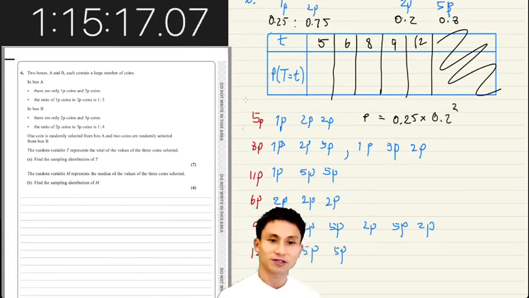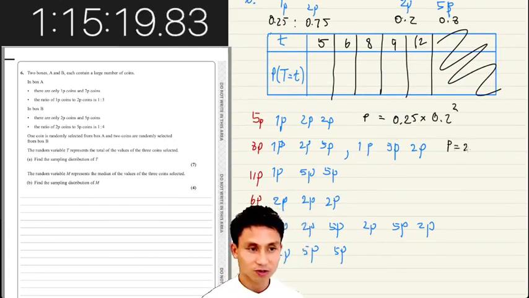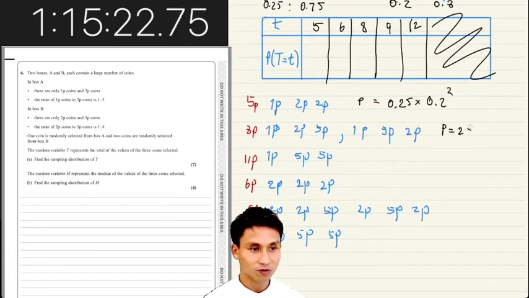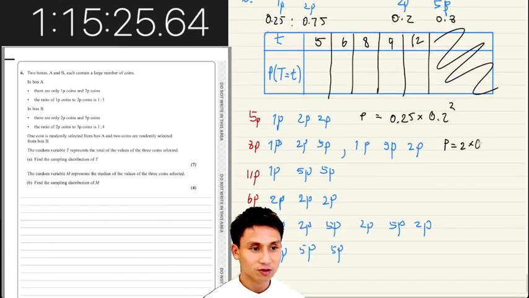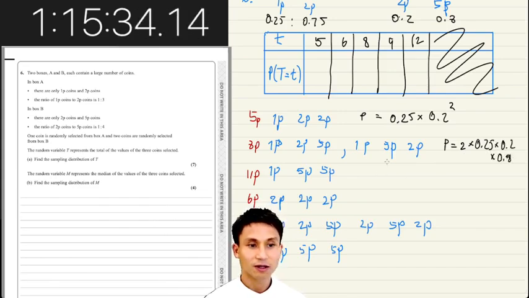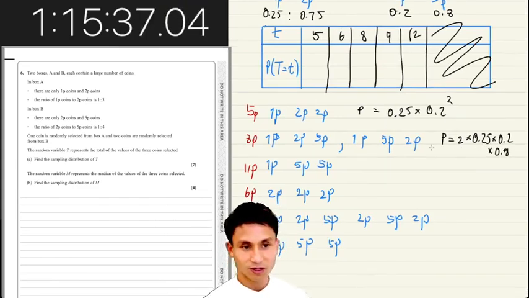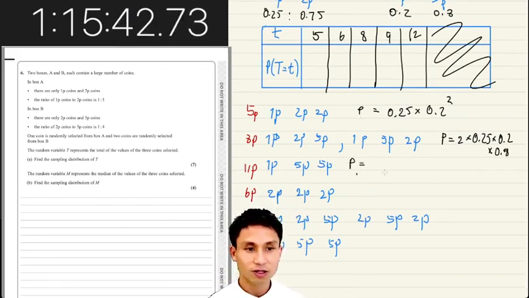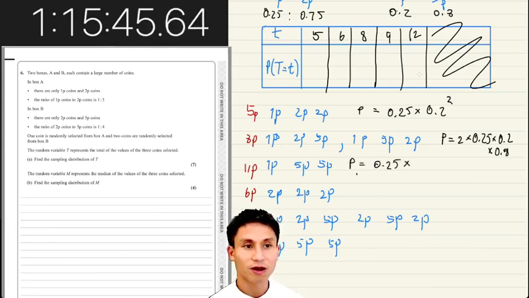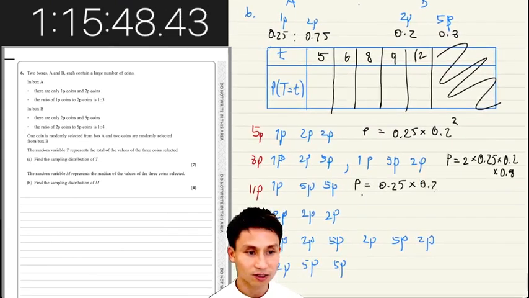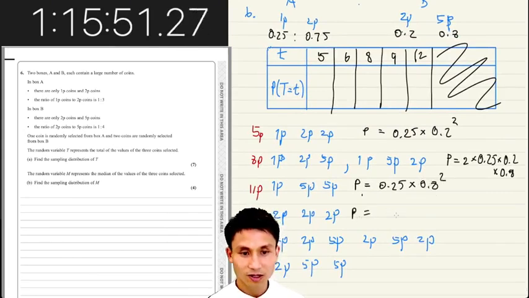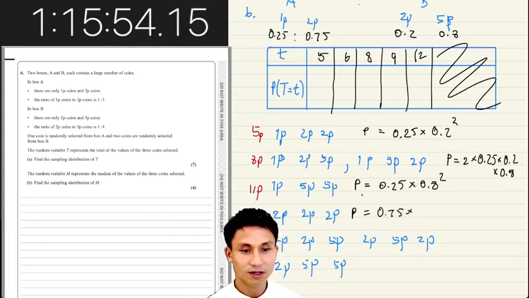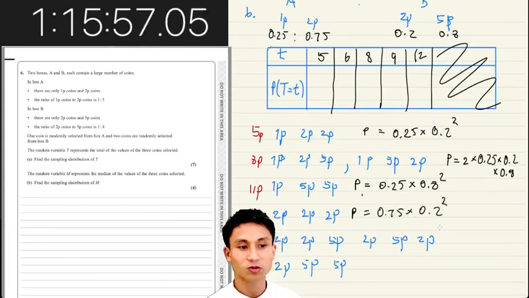So that is the first case. The second case here, we need to multiply by 2 and only consider one of them. So that will be 2 times the 1 pence from box A, which is 0.25. 5 pence from box B is, or 2 pence, 0.2, and the other one is 0.8. Right? I'm just going to do the numbers here first, and then put them in the calculator at once. So 1 pence from box A is 0.25. Both 5 pence from box B is 0.8 squared. This one, 2 pence from box A, 0.75. 2 pence both from box B is 0.2 squared.